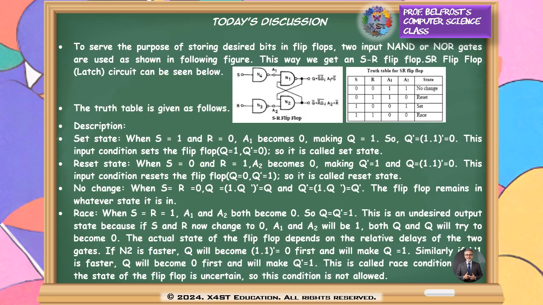To serve the purpose of storing these bits in flip-flops, two-input NAND or NOR gates are used as shown in the following figure, and this way we get the SR flip-flop, which is a further development of the previous NAND latch. The SR flip-flop and its truth table can be seen in the slide. I will not read the description for you, because I want you to take a screenshot and learn it by yourself. It's better.